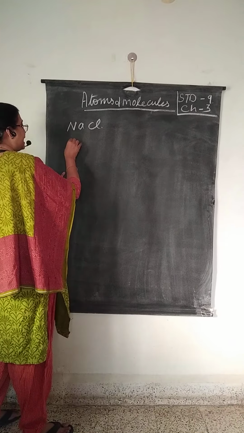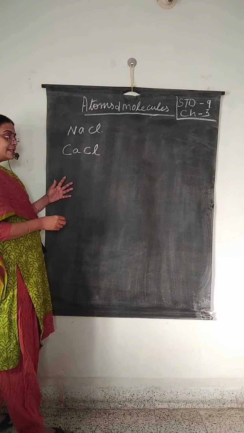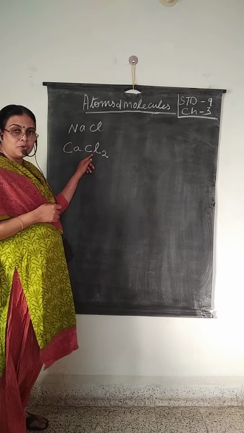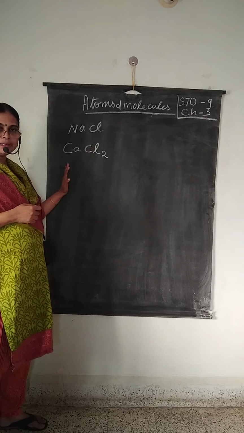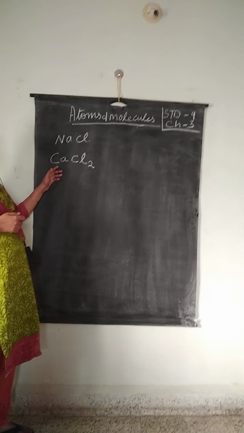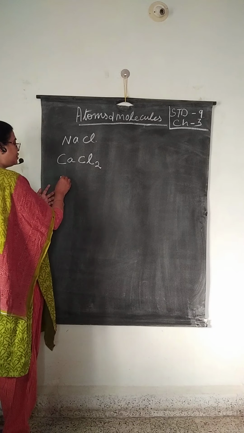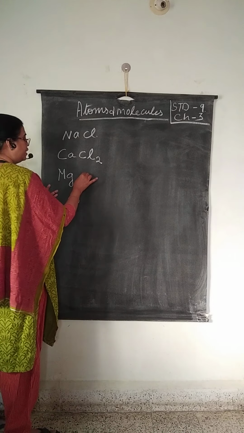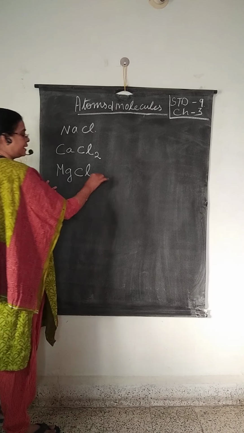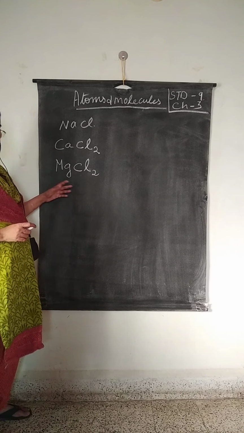Now suppose it is calcium chloride. Calcium is Ca, chlorine is Cl. The valency of calcium is 2, so it should be written under chlorine, and the valency of chlorine is 1, so no need to write anything under calcium. If it is 1, no need to write. So the chemical compound is CaCl2. Now suppose it is magnesium chloride: magnesium is Mg, chlorine is Cl, the valency of magnesium is 2, so it should be written under chlorine, and the valency of chlorine is 1, so no need to write anything under this.